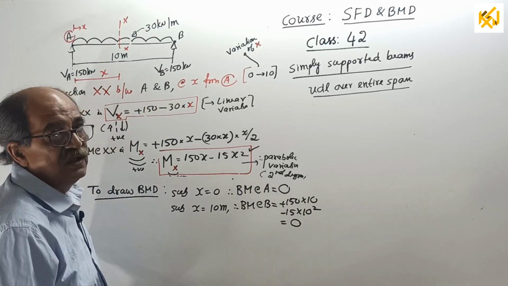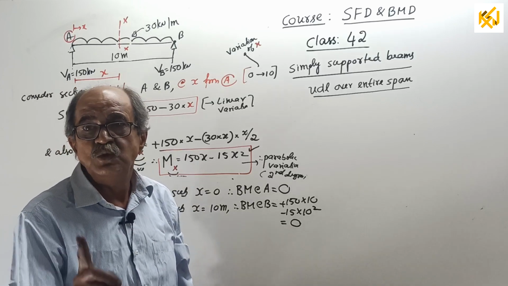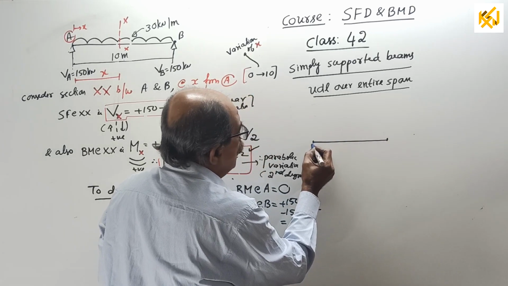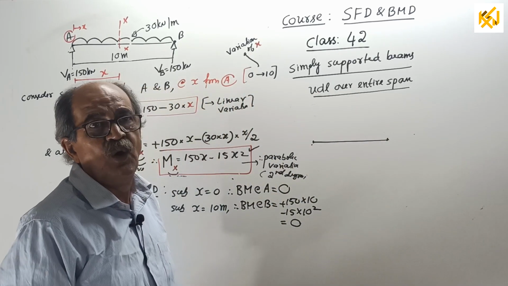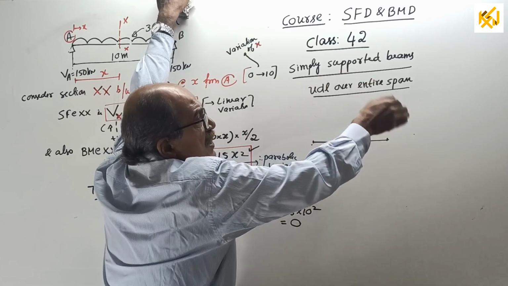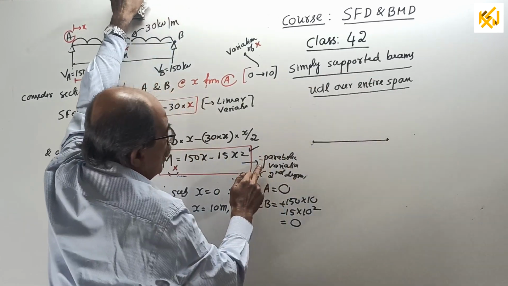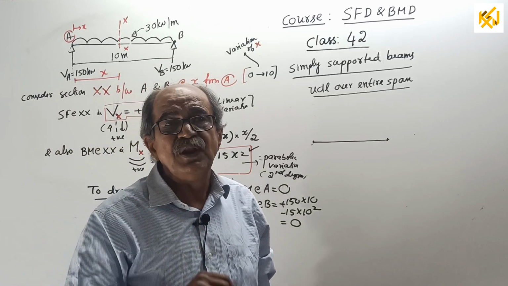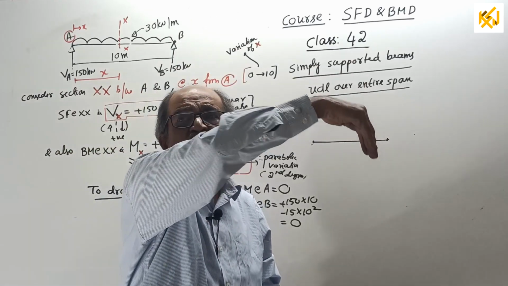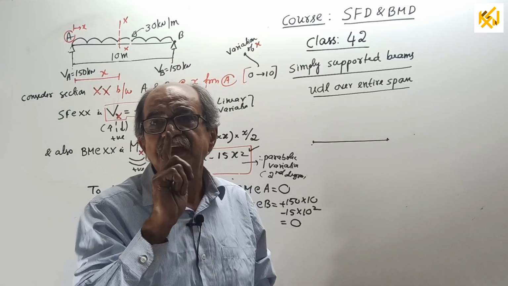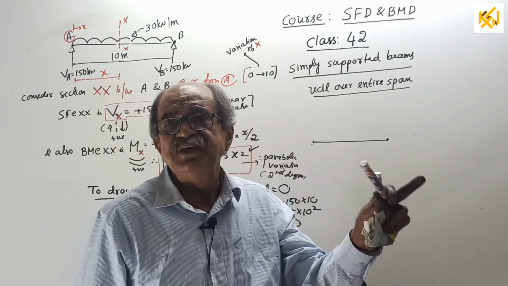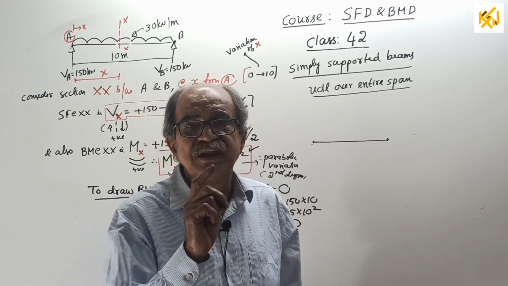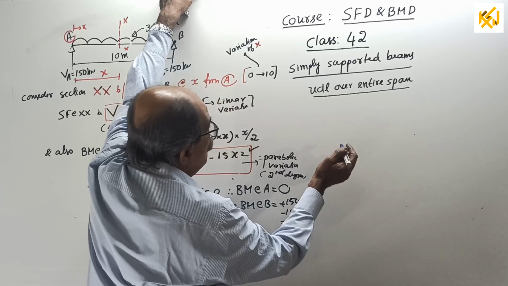Okay, now draw the diagram. Then what will happen? Someone will tell BMD, here 0, diagram over. No. It is a parabolic variation. We already got a parabolic variation. If you remember, there is a principle. Whenever there is a parabolic variation, the BMD is incomplete unless you decide where BM is maximum or minimum. It is compulsory.